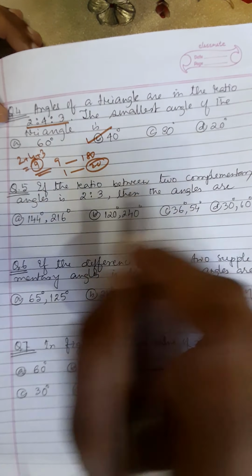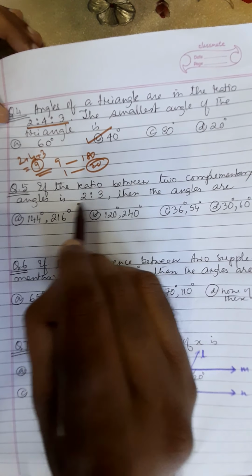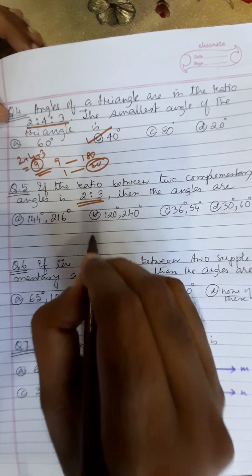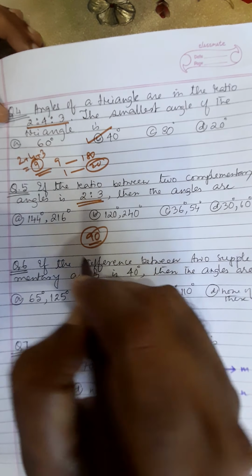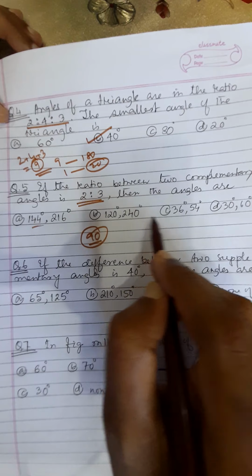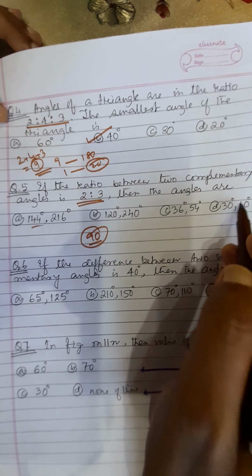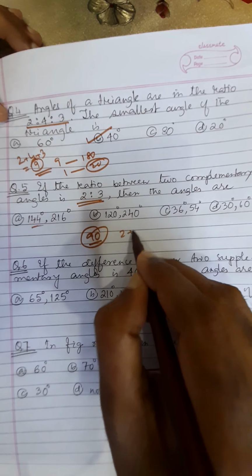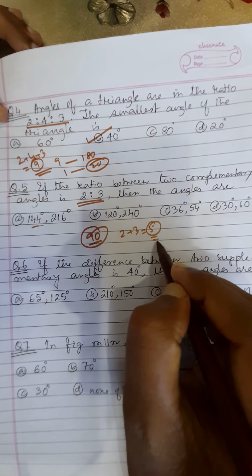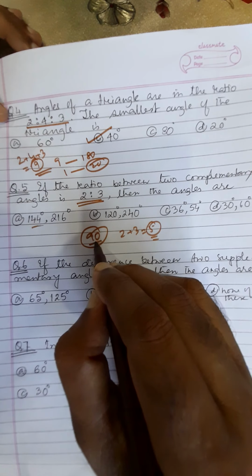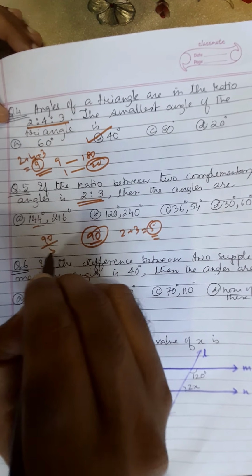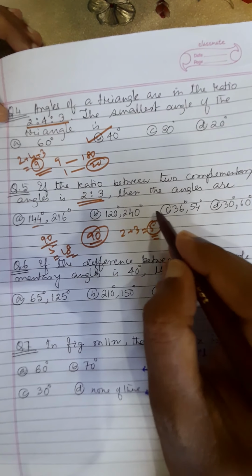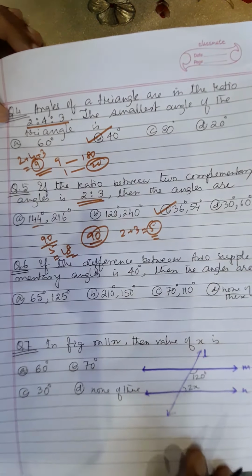Again, if the ratio between the complementary angles is 2:3. Complementary means the sum of two angles is 90 degrees. This is not possible; this is possible, this is also possible. Out of these two, what will be the correct answer? Here the ratio is 2:3, so 2 plus 3 is 5. Total ratio is 5. 90 divided by 5, how much? 18. So 1 part is 18. 18 times 2 is 36 and 18 times 3 is 54. This is the correct option. Okay.